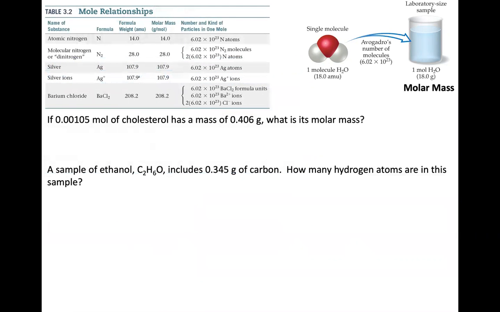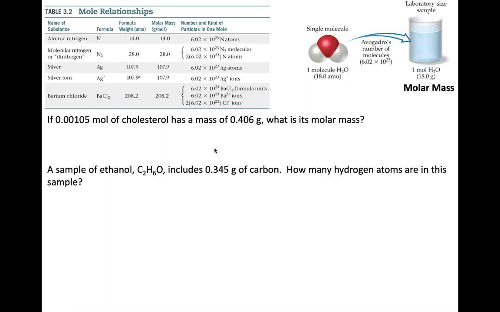Let me show you a couple examples here. These are ones that were in the pre-class slides, but I want to illustrate a couple points. This first one right here, MOL, that's the symbol for moles. You have 0.00105 moles of something called cholesterol, and it has a mass of 0.406 grams. What would be its molar mass?